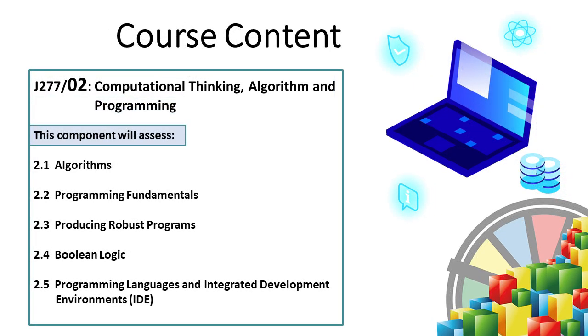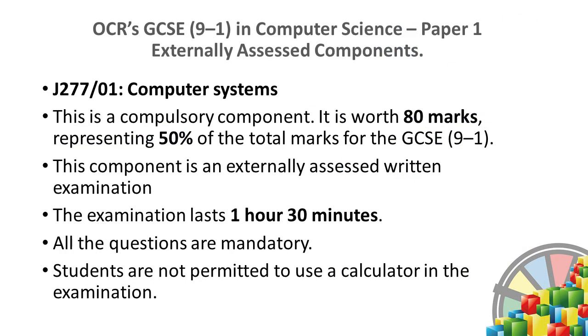Paper 2, which is titled Computational Thinking, Algorithm, and Programming, also has the following content. We have algorithms, programming fundamentals, producing robust programs, Boolean logic, and then finally we have programming languages and integrated development environments. So how is the qualification assessed?